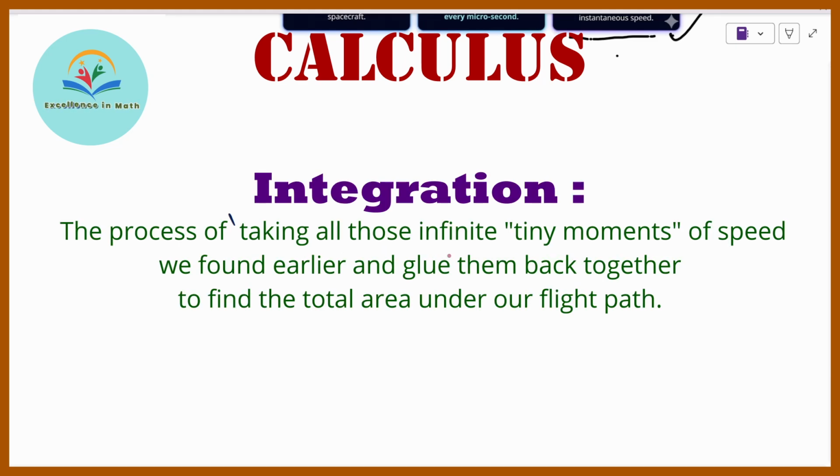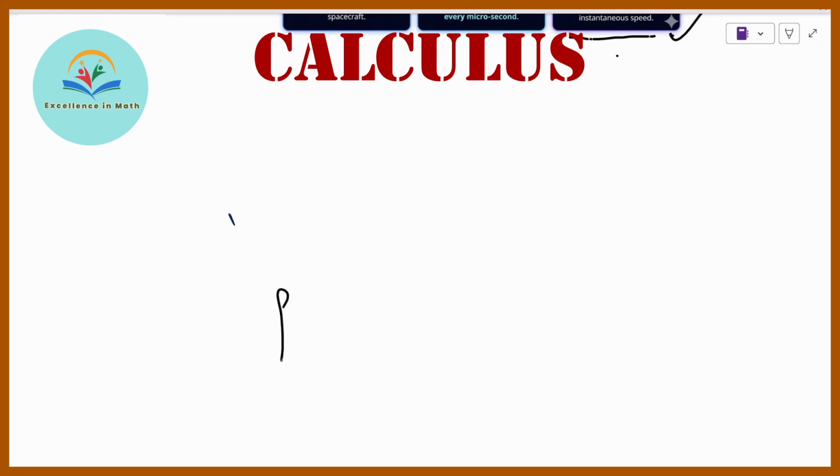We take all those infinite tiny moments of speed we found earlier and glue them back together to find the total area under the flight path. Integration is the big picture. It's how we turn speed into distance.